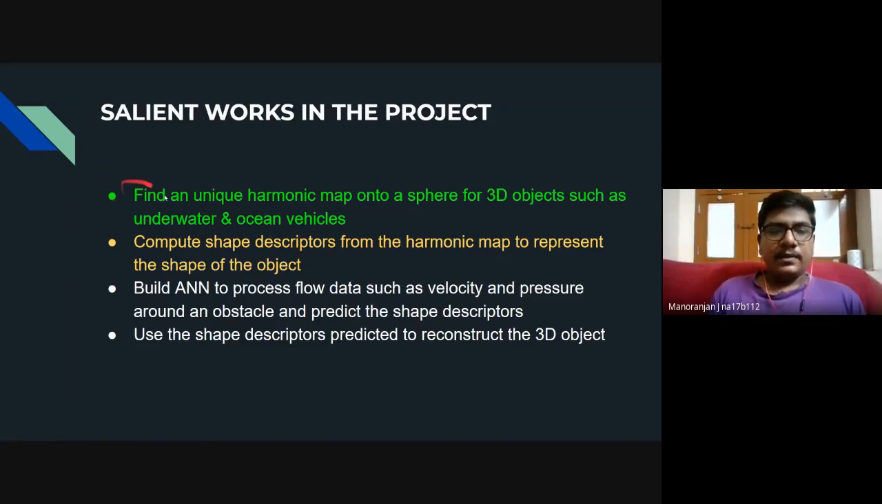The point that I've highlighted in green is whatever I've completed till now. I was able to complete this part, computing the harmonic map for 3D objects, to a good level, and this part, which is computing the shape descriptors from the harmonic map, is what I'm currently doing. And this part is particularly very challenging, and I'll be discussing that in the next few slides.